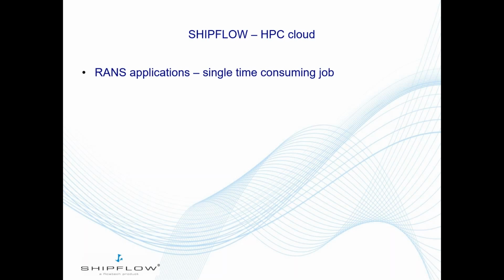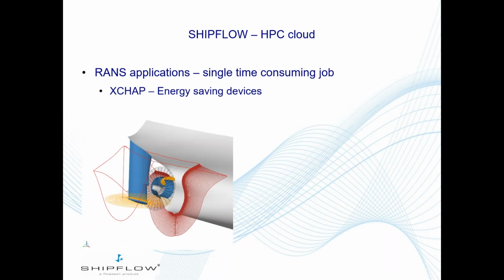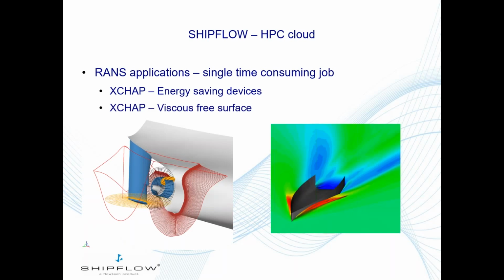Of course, for high-performing clouds or clusters, the RANS applications are the most common one. You simply have very large jobs that you want to run faster, utilizing a lot of computer cores. And with SHIPFLOW, that would typically be an energy-saving device application, or it can be viscous free surface applications also with the RANS solver.